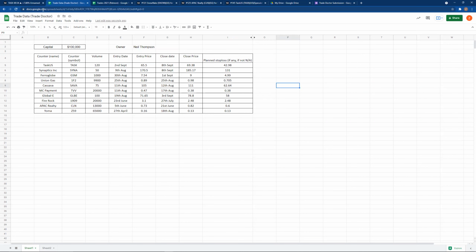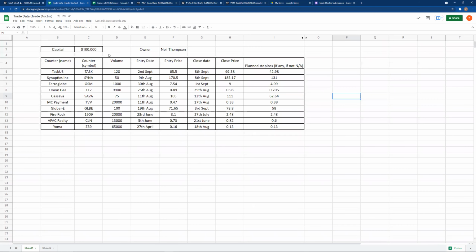So you can see that his capital is $100,000. That's what he put. Whether it is really $100,000 or not, I'm not sure. But of course, I will assume that what you tell me is accurate, because if it is not accurate, then some of the analysis that I'm doing on your trade data will no longer be correct.